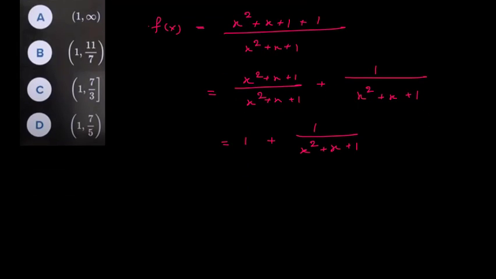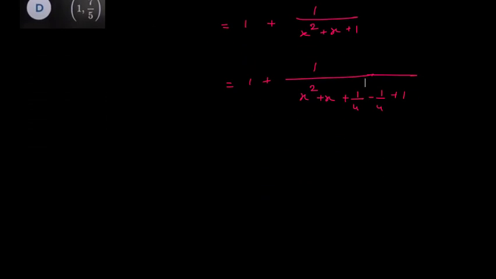So let us find what is the possible value for this. So this is 1 plus 1 divided by, let us write it in perfect square form. I will write this as x² + x, now I will add 1 divided by 4 and subtract 1 divided by 4, so plus 1/4 minus 1/4 plus 1. So this will give you 1 plus 1 divided by (x + 1/2) whole square, and minus 1 plus 4 is plus 3 divided by 4.